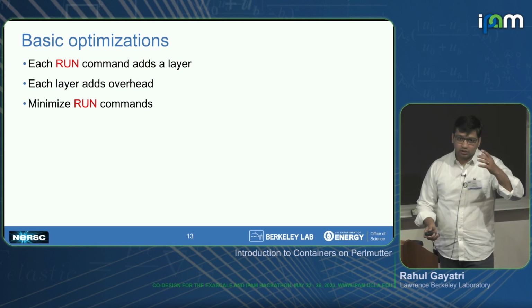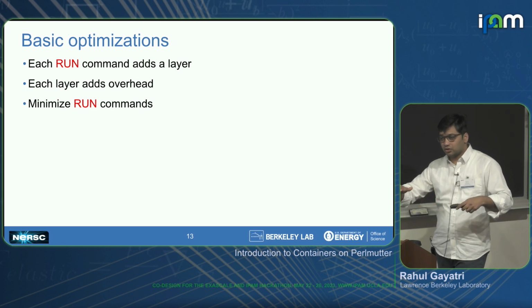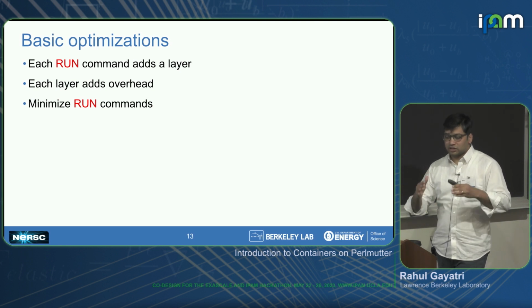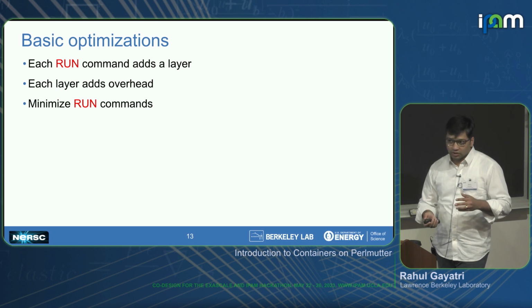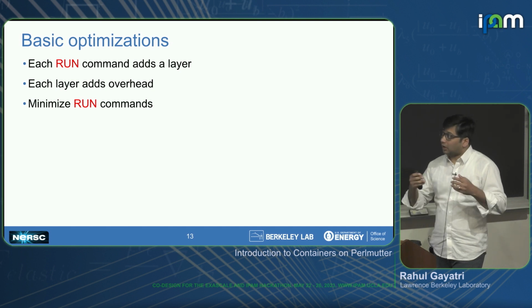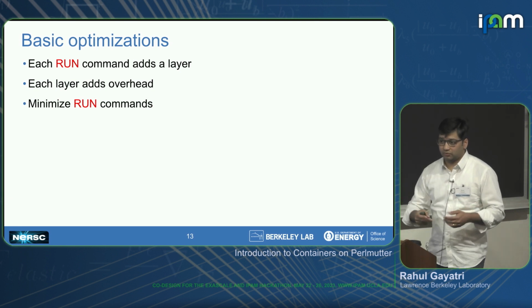The way a container works is that every RUN command will add a layer to your image, and each layer adds an overhead. So the fewer layers you have, the better it is for the image. It will also be smaller, which means it's easier to push and pull from your registries.